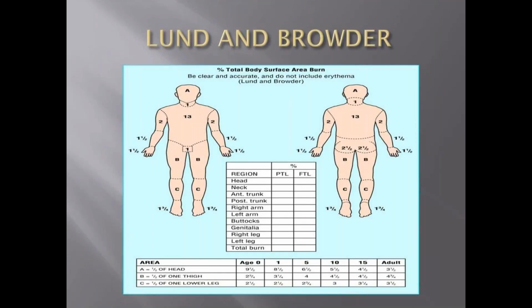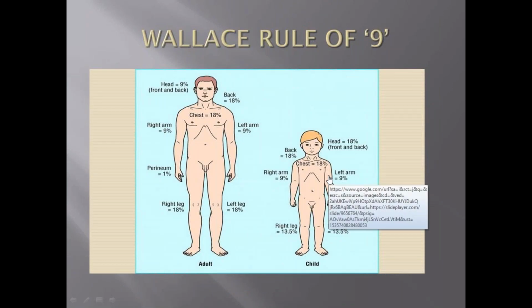This is the London Browder chart. Depending upon the age of the patient, areas are divided. Maybe it is difficult for you to remember this. This is the Wallace rule of 9. This you should remember.